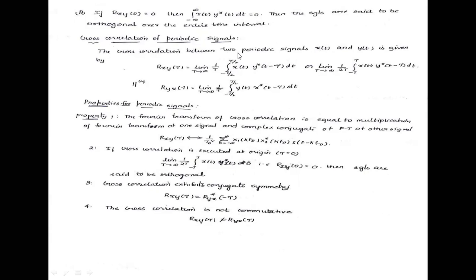And now the cross correlation of periodic signals. Periodic signals means power signals, my dear students. What is a power signal? The definition is the same, but with the limit: limit T tends to infinity, 1 by T, the integral from minus T by 2 to T by 2. The remaining is all the same function as for energy signals: x of t, y star of t minus tau dt. And similarly, r y x is the limit T tends to infinity of y of t, x star of t minus tau dt. So actually, don't write r y x of tau as similar, because both are not equal, my dear students.